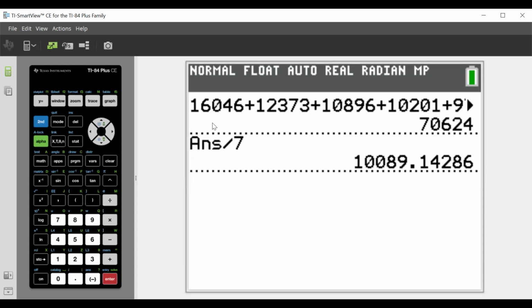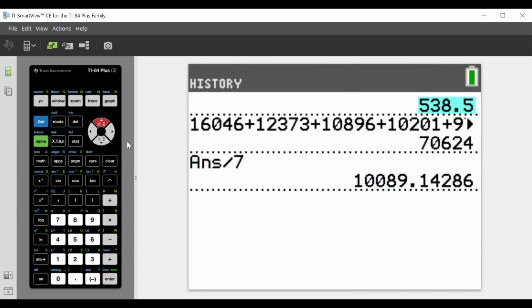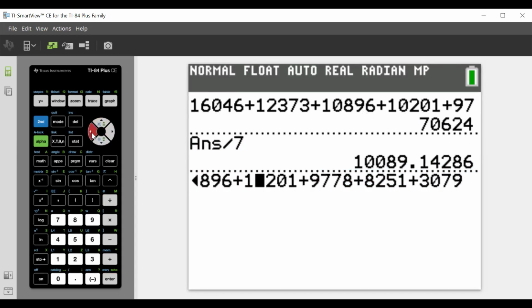Did I get all the numbers right? I'm just going to check all my numbers to make sure they're all right, because I didn't look at that before. Sometimes I write them down and don't do that. 16,046, 12,373, 10,896, 10,201, 9,778, 8,251, and 3,079. Okay. I just wanted to make sure that's what we're at. So it looks like 10,089. So that is going to be my average.